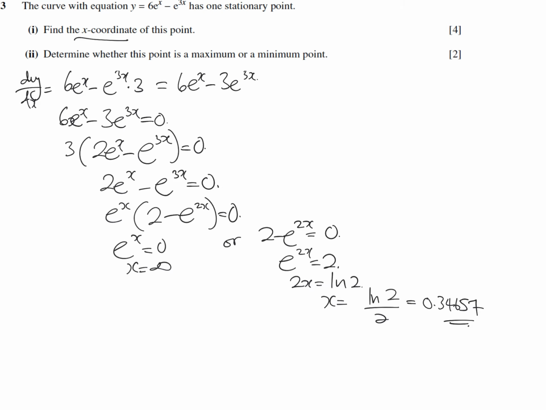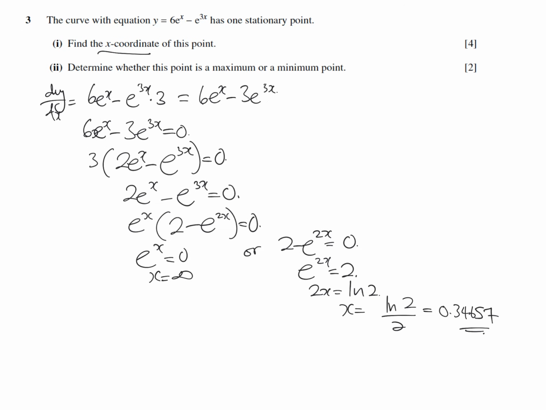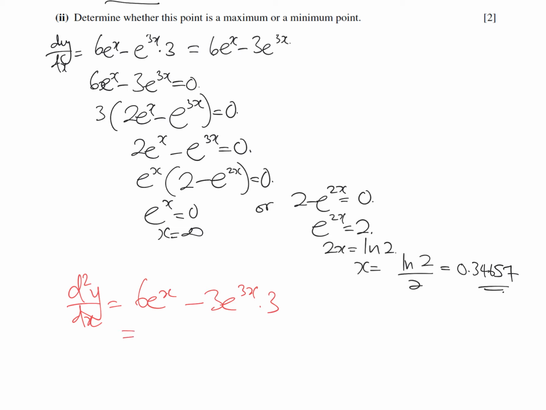Okay, part 2. Determine whether this point is a maximum or minimum point. For maximum and minimum, we have to double differentiate. So d2y over dx2, which is 6e to the power of x, and that's times minus 3e to the power of 3x multiplied by 3. Okay, so I think this will give us 6e to the power of x minus 9e to the power of 3x.